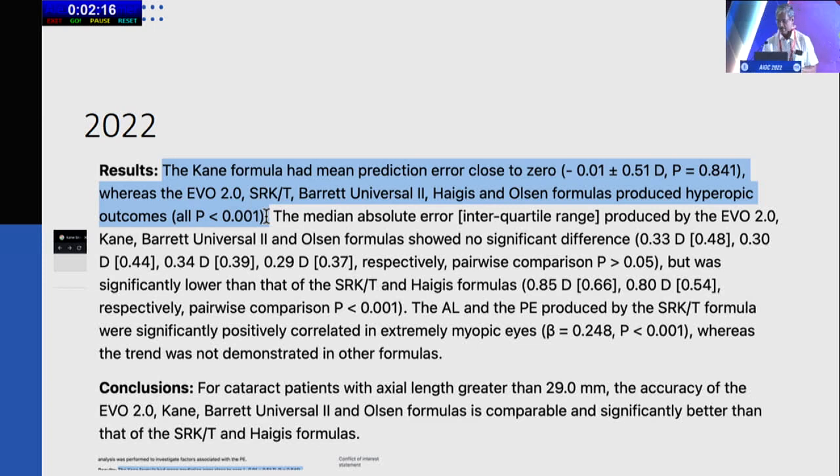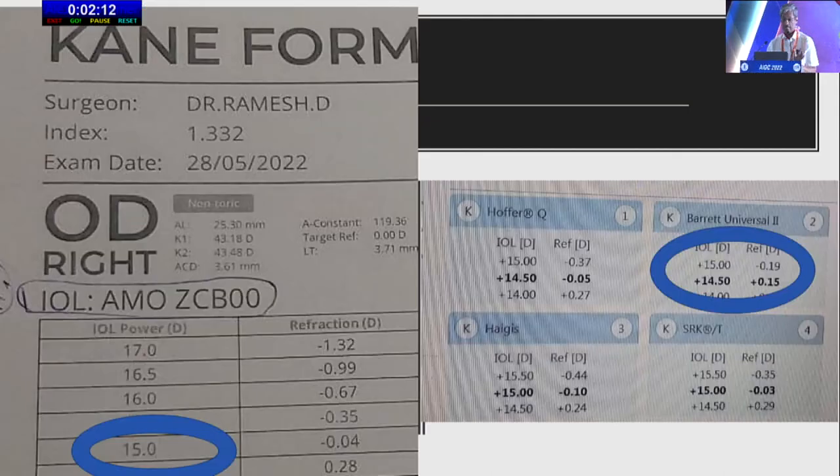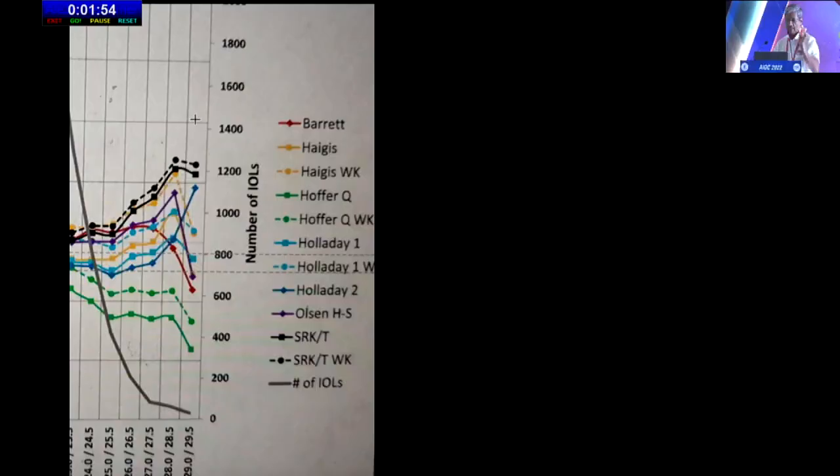We'll finish in time. So KANE is better, especially when you have very long eyes. This is an example of one of my patients whom I implanted 4 days ago. KANE says put a plus 15, while Barrett's Universal 2 gives a plus 0.50. So KANE pushes you to the next higher power. Mean prediction error is closer to 0 in high myopia. This is one take home.